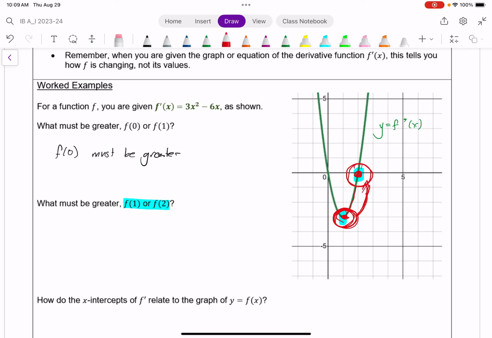And so I know by the time we get here, it must be lower because the derivative the entire time between these 2 points has been negative, which means the entire time the function has been going down, it's been decreasing, which means whatever this value is when x is 2 must be less than when x is 1. So f at 1 must be greater.